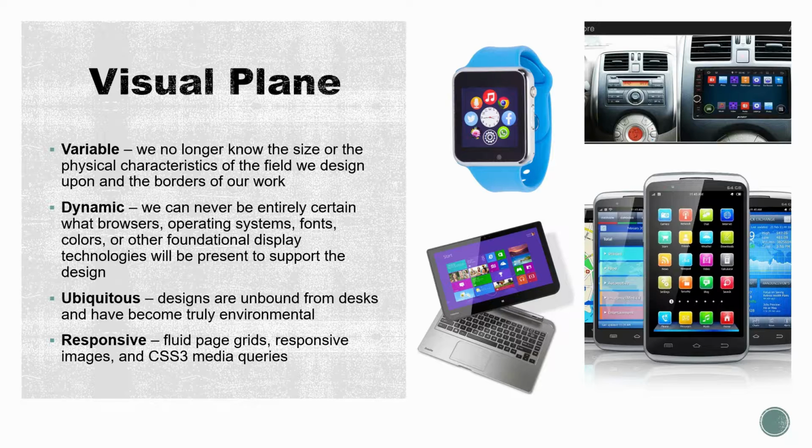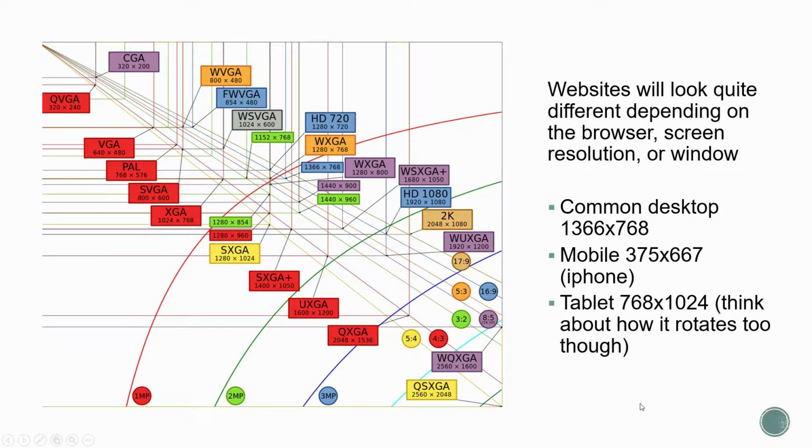Maybe somebody's accessing information through their center console on their cars, through a phone, through a computer. So here is a graphic that takes a look at different dimensions. Websites will look quite different depending on the browser's screen resolution or window. So these are kind of common dimensions to consider.